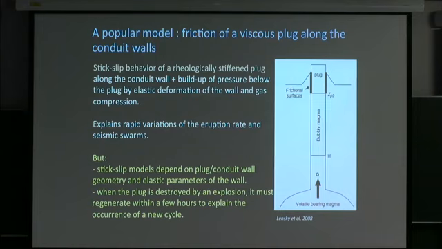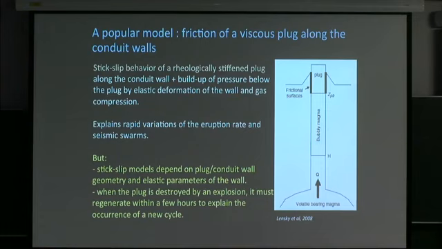So a popular model was proposed to explain this periodicity of a few hours, and it consists of a stick-slip behavior of a rheologically stiffened plug along the conduit wall. Below that plug, gas is being released and accumulates, and this leads to large overpressure, which at some point can overcome the static friction and lead to the slipping of the plug. The pressure is then released, and at some point it is low enough for the plug to stick again.